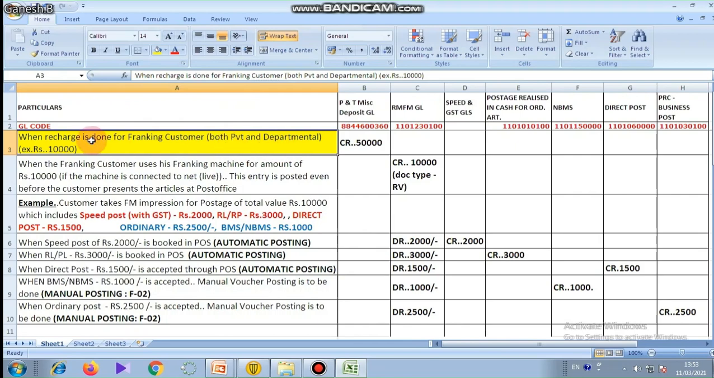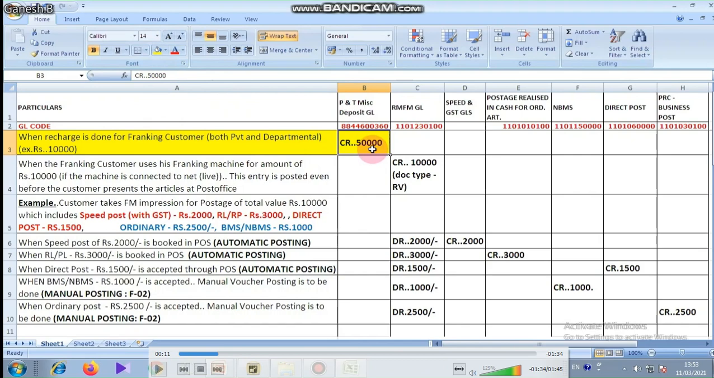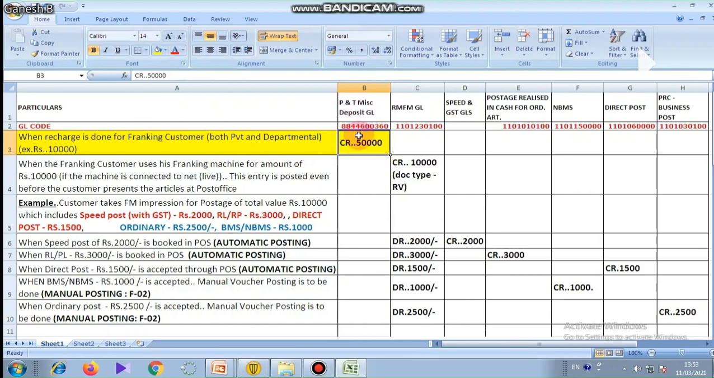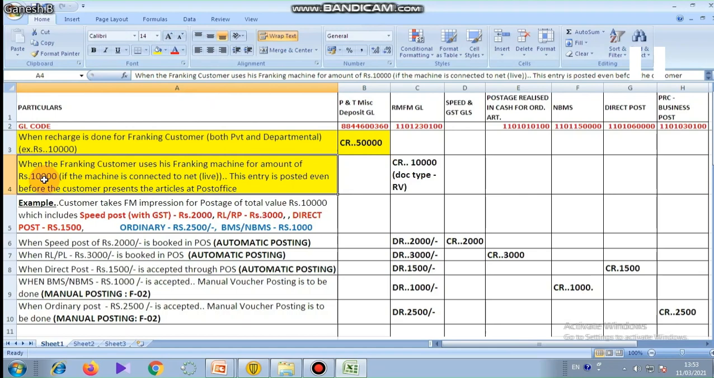A customer recharges his franking machine, that is, it may be either private machine or departmental machine. When a customer recharges his account, his P&T MISC deposit GL will be credited. Okay, see here a customer recharges his machine by 50,000 and this GL will have a credit entry for 50,000.